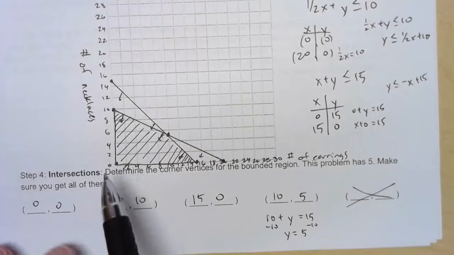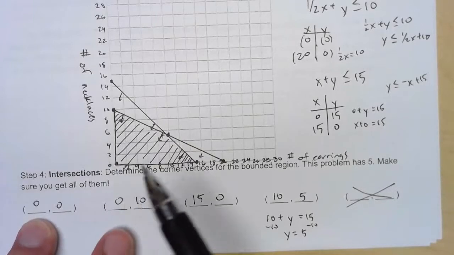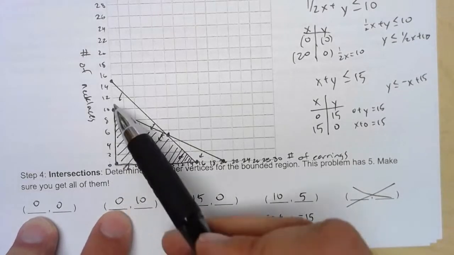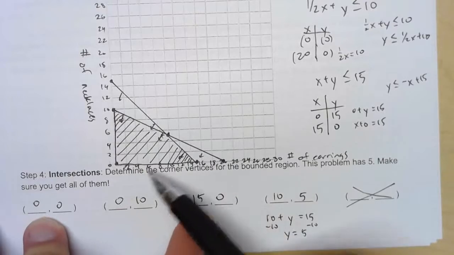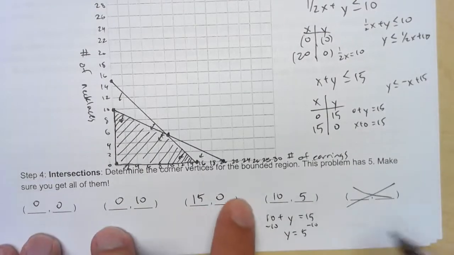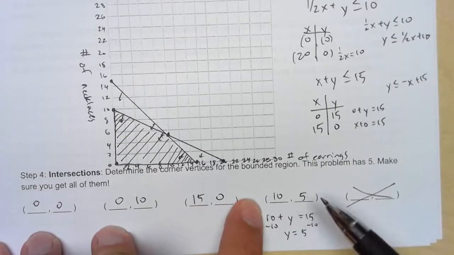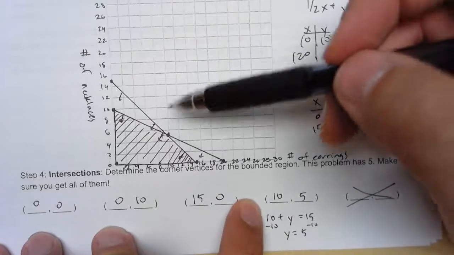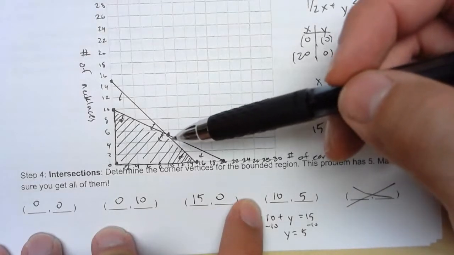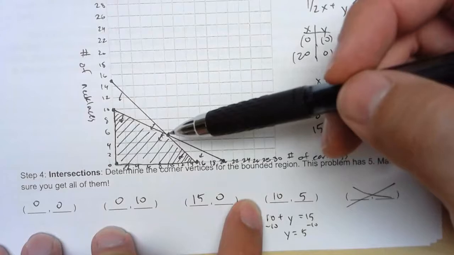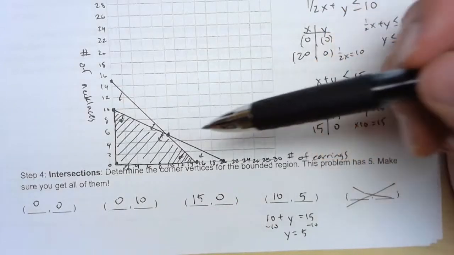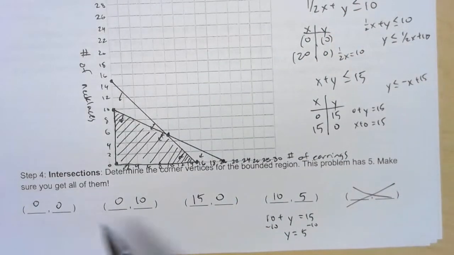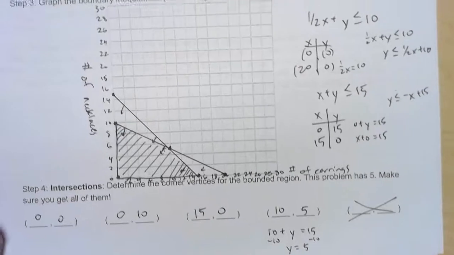So my 4 points, I just wrote 0, 0 from this point. 0, 10 is 0, 10. 15, 0 is right here. And then I just found this last one. You could use systems of equations and find this intersection if you wanted to. Or if you're really super careful about it, you can just graph it carefully and pull that out of the graphing information. So I have 4 possible points for my objective function, which is the thing on the back.